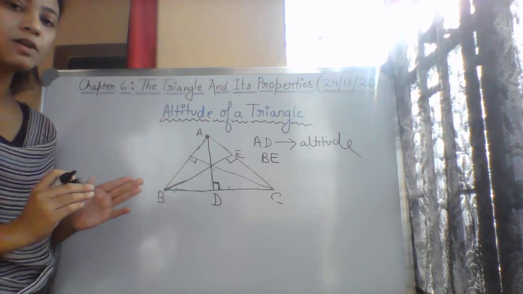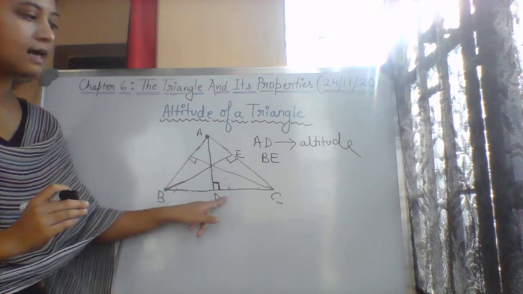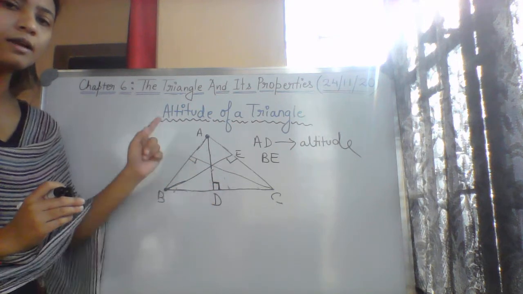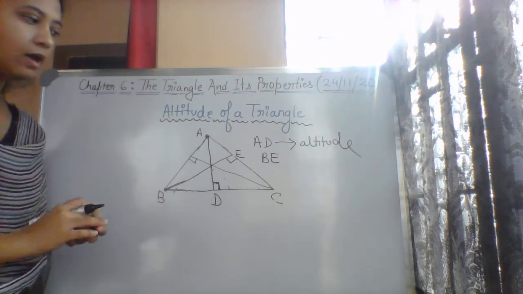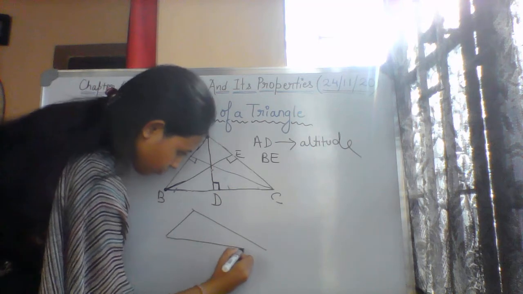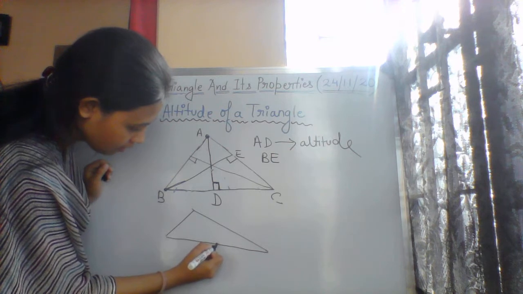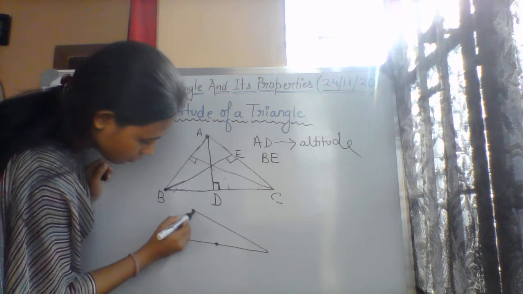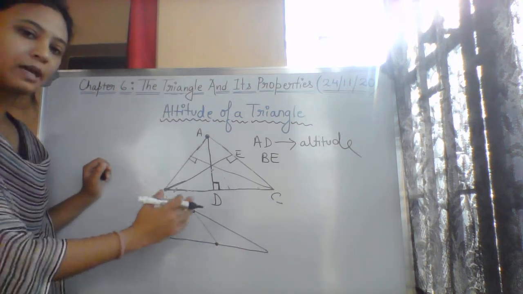So there is only one difference between altitude and median. In an altitude, the line must cut the side at 90 degrees, but in a median it does not always make 90 degrees. If I draw this type of triangle, what is the median? The midpoint of this side will lie here, and we join the opposite vertex to that. Is that a vertical line? No. So the median can be anything.